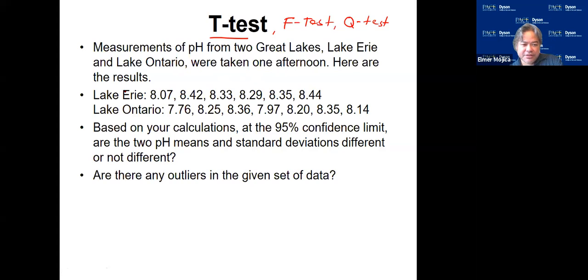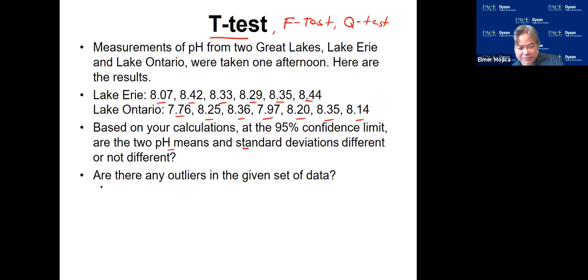Here are the results. Lake Erie: 8.07, 8.42, 8.33, 8.22, 8.35, 8.44. Now Lake Ontario, on the other hand: 7.76, 8.25, 8.36, 7.97, 8.20, 8.35, and 8.40. Based on your calculations at the 95% confidence interval, are the two pH means and standard deviations different or not different? So you're going to do the t-test and F-test.